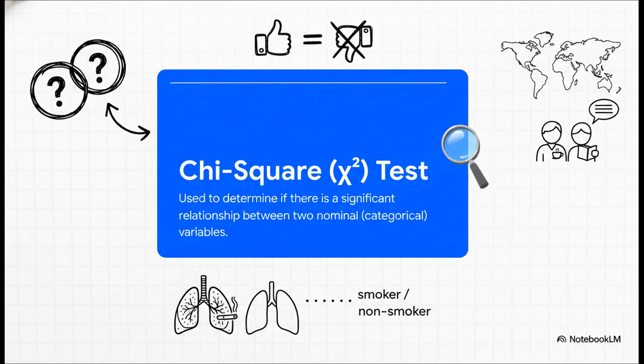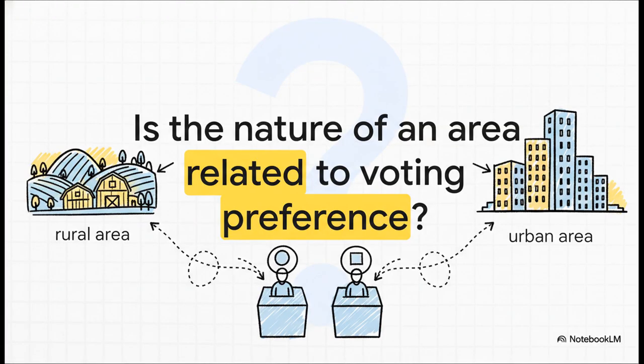We're talking about things like pass or fail, smoker or non-smoker, or, as we're about to see, where you live and who you vote for. So here's our final case file for today. We've got some polling data for two candidates. We'll call them A and B. And we also know if the voters live in a rural or an urban area. So the big question is, are these two things related? Does knowing where someone lives give you a clue about their voting preference?